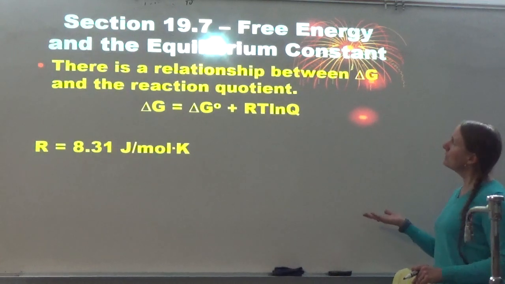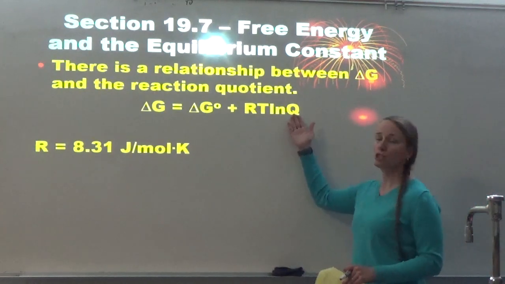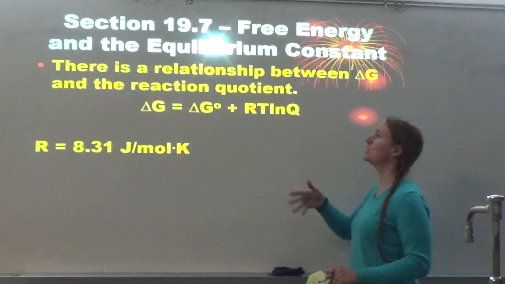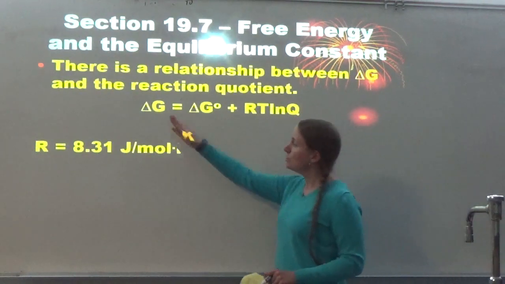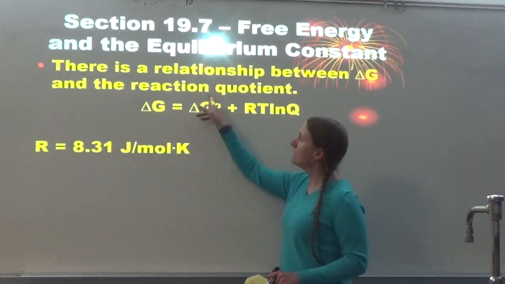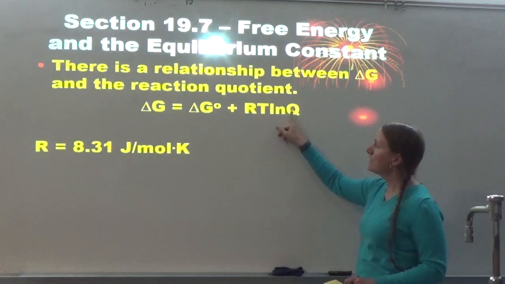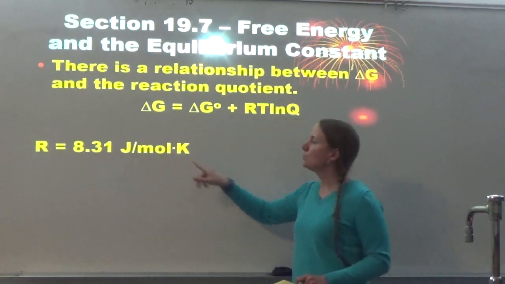All right, so there is a relationship between delta G and the reaction quotient. Remember, the reaction quotient is just Q. So that's when we use amounts, concentrations, or pressures that aren't at equilibrium. So delta G is your delta G in standard state plus R times T times ln(Q). And R is 8.31 joules per mole Kelvin.